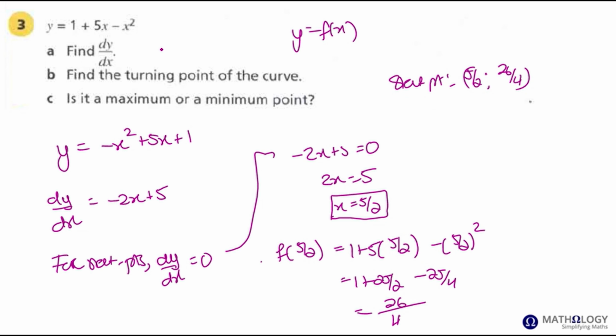And because the coefficient of x squared is negative 1, which is obviously less than 0, this function is going to shape down. The quadratic function shapes down when the coefficient of x squared is negative. So we are going to have a maximum stationary or turning point. We can use the second derivative just to confirm this.